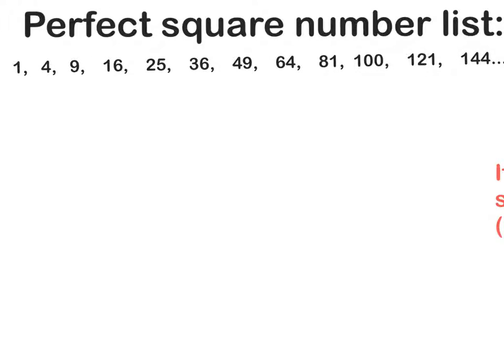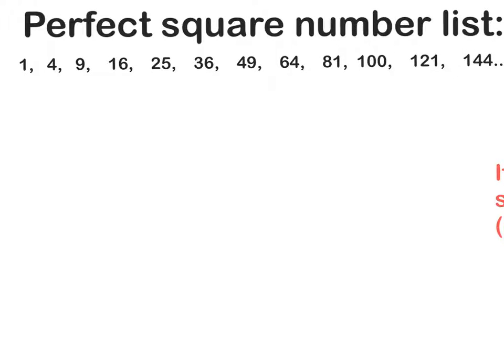is actually something that you guys need to produce. Now, what do I mean by that? Question, I think 15 on next week's quiz is this. It says, write the perfect square number list between 1 and 144. And you need to come up with this list. So it's not like you have to memorize it.